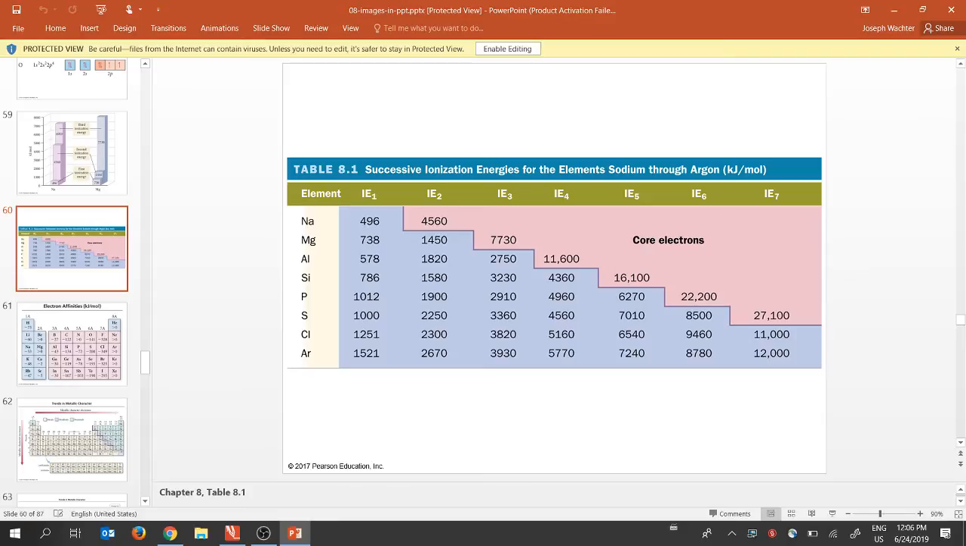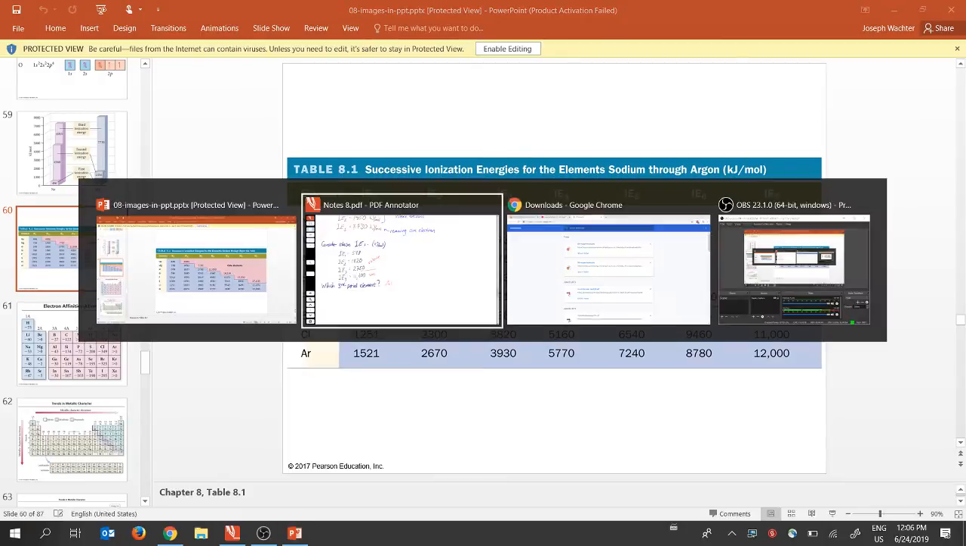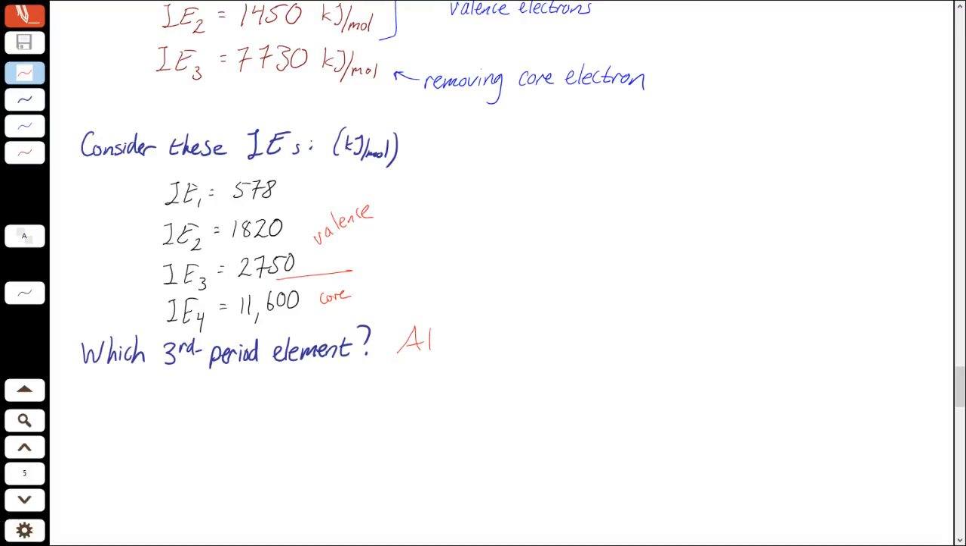This is something I'll need to memorize? No. This is something you should be able to figure out, like what we just did. If you see that big jump, then yeah. Will we always be given a period if we're asking a question like that? Yeah, you'd have to be, because there's no way of knowing otherwise, right?